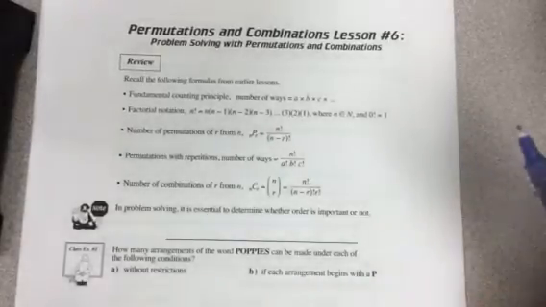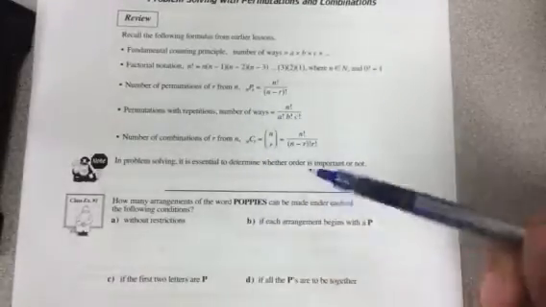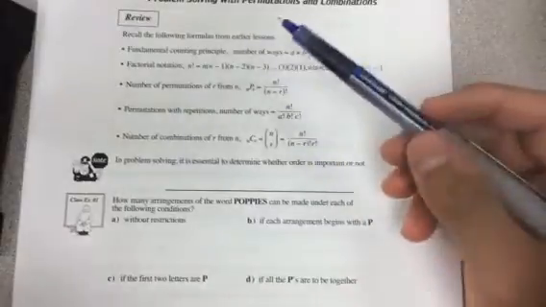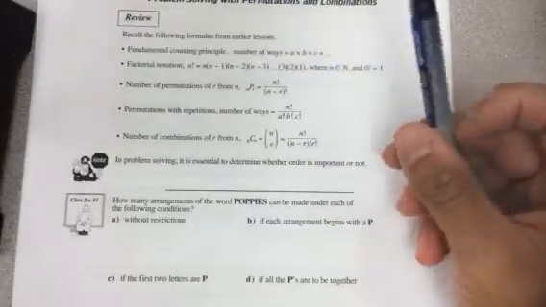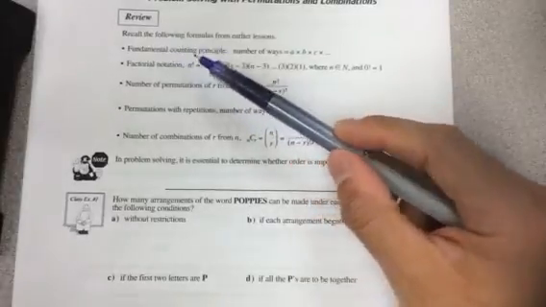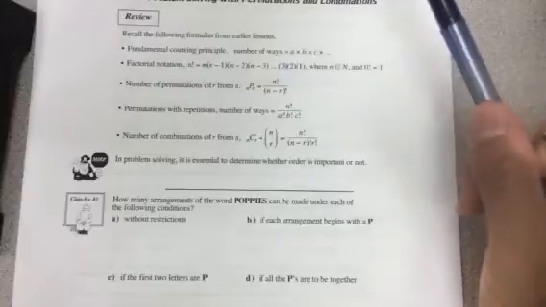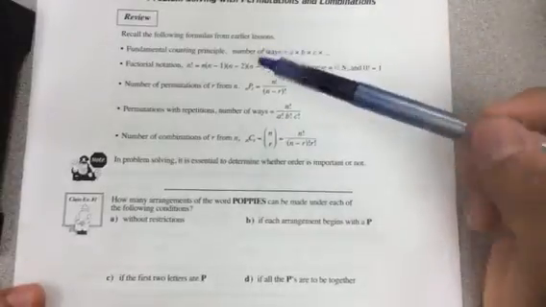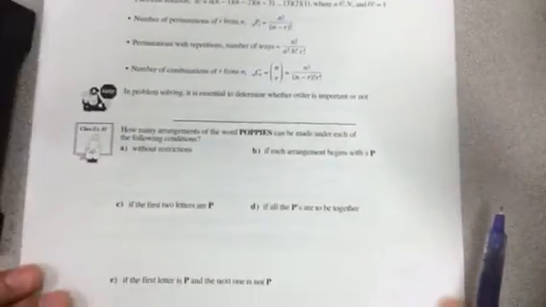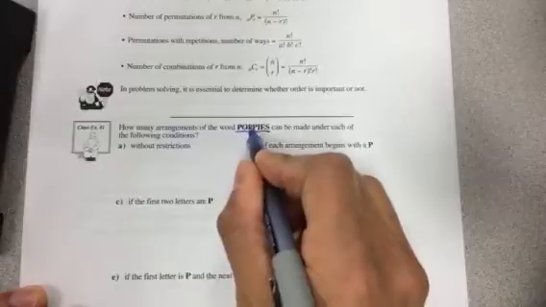Lesson number 6 is more of a review than anything else, but let's start by looking at class example 1. Keeping in mind that we've covered all these different methods of determining whether something is a permutation or a combination. First we looked at the fundamental counting principle, then factorial notation, then the number of permutations in the form nPr, then permutations with repetitions, and then combinations.